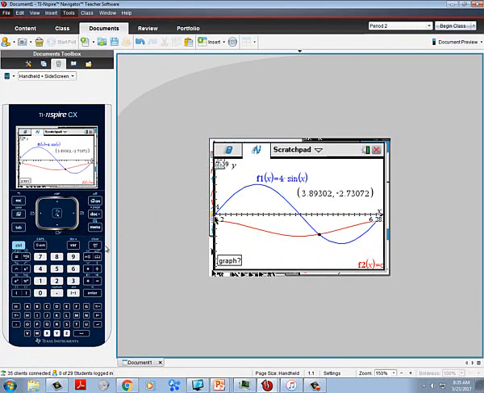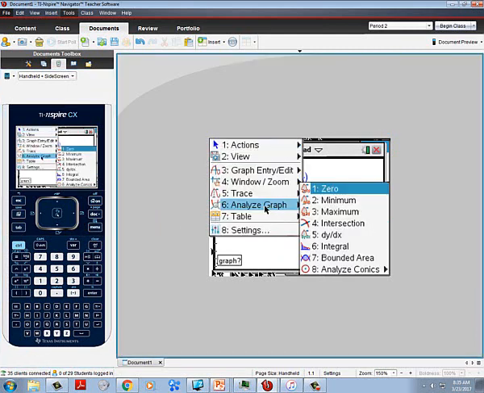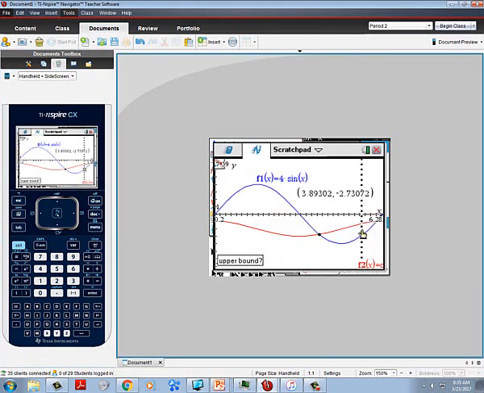Ooh, that wasn't it. All right, Menu, Analyze Graph. I went down too far. Left of it, right of it, done. Not letting me click. There we go. So there's my 2 points of intersection. I'm going to write down my x values as my solutions.